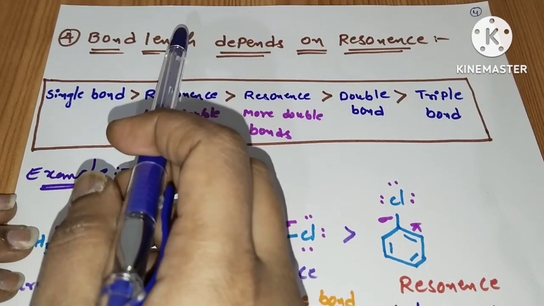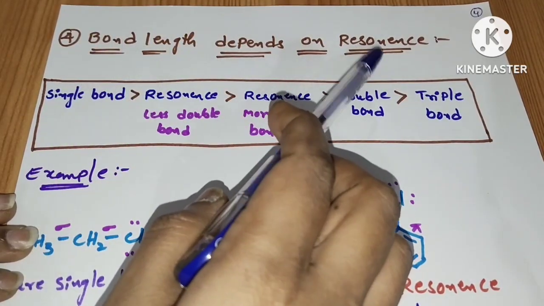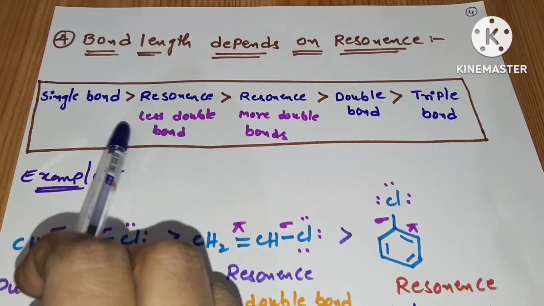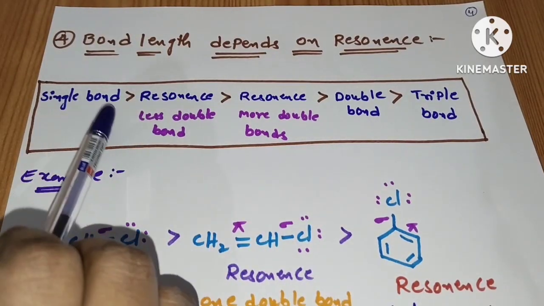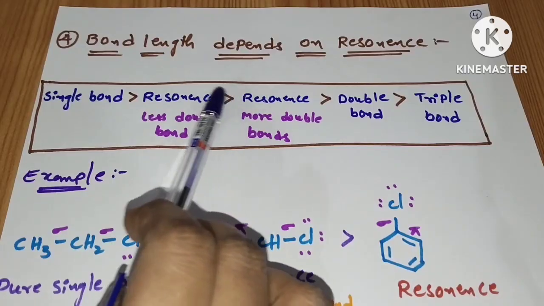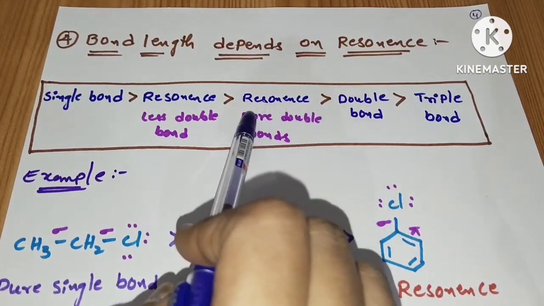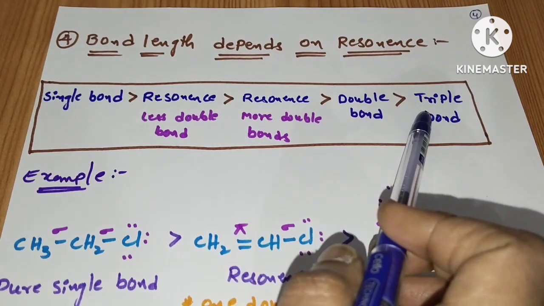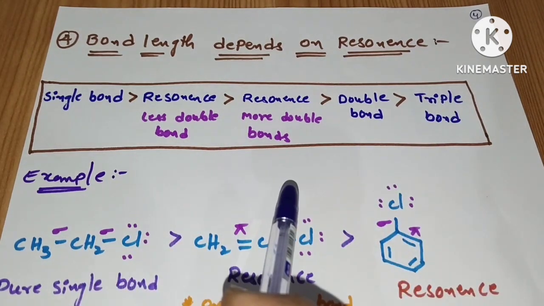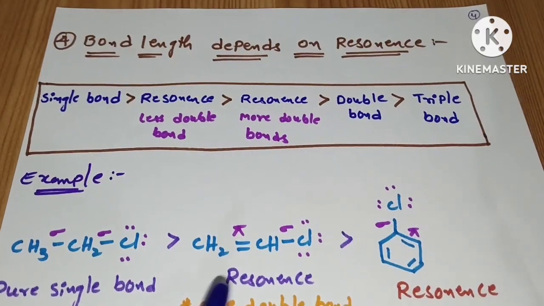Now, we will learn the concept of bond length depending on resonance. So, the decreasing order of bond length is single bond, resonance structure having less double bond character, then resonance structure having more double bond character, then double bond, then pure triple bond. Just remember this order, and you can solve questions of bond length.